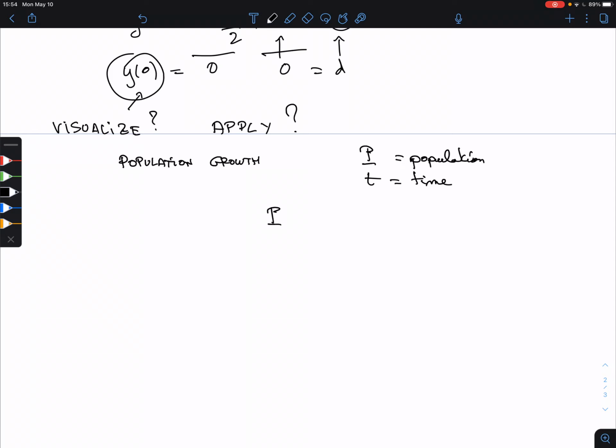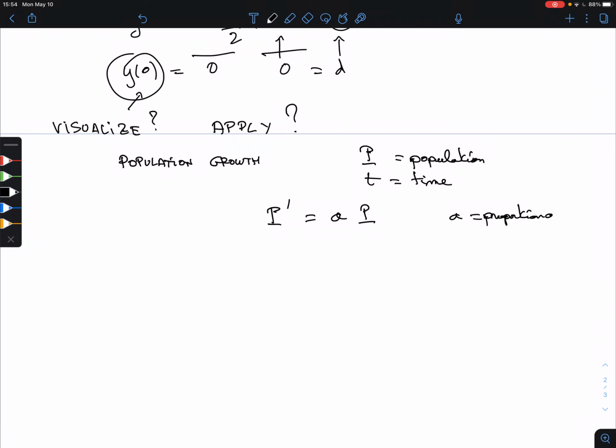Okay, so what is that? What I just said was, the more rabbits you had, the more little babies will come. And it's kind of proportional. What does that mean? Proportional means that the rate of change is proportional to the function itself. So A is a proportional constant.